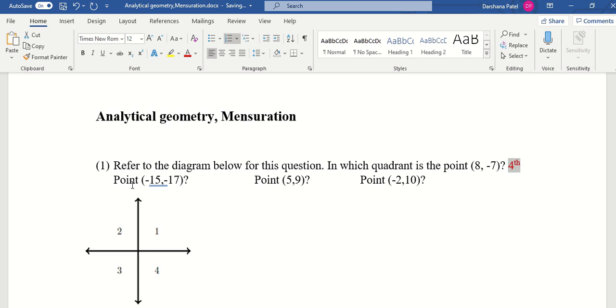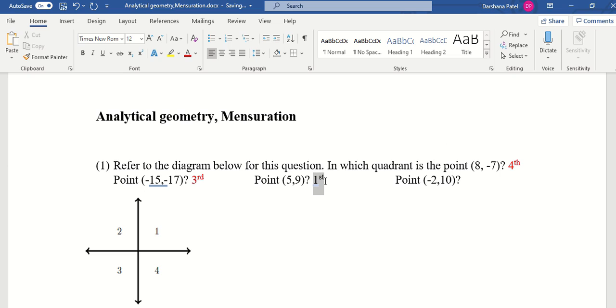Now point (-15, -17). So x is negative and y is also negative, so that happens in the third quadrant. So answer will be third quadrant. Point (5, 9), so x positive 5, y positive 9, so up here, so that's in quadrant 1. So the answer for that one will be first quadrant.